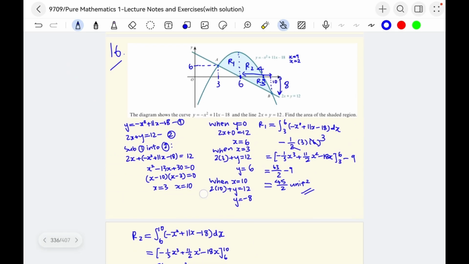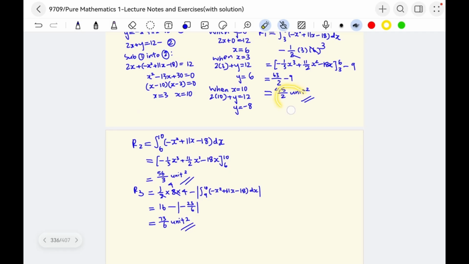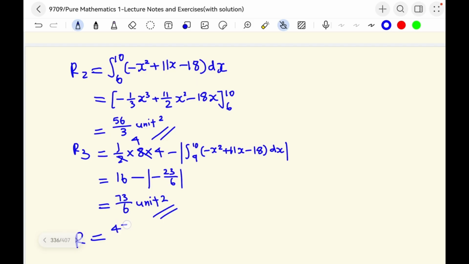Now it's time for us to find the area under the curve, the area of the shaded region over here. Just sum up R1, R2, and R3. R will be the total area of the shaded region, which is 45 over 2 plus 56 over 3 plus 73 over 6. What will we get? You will get 160 over 3 units squared as your final answer.